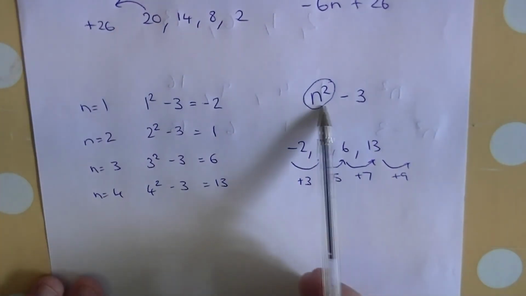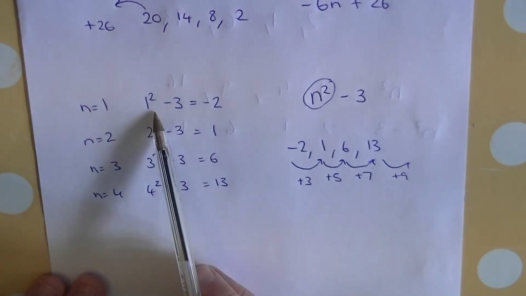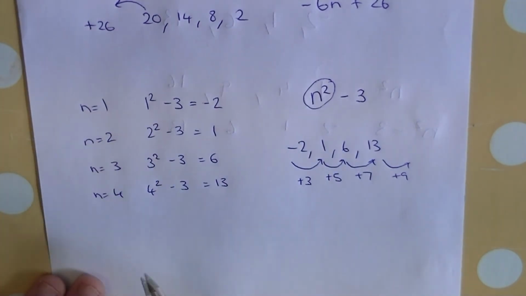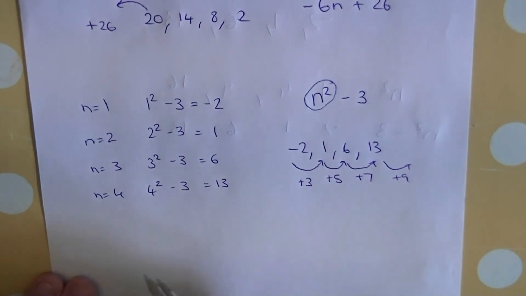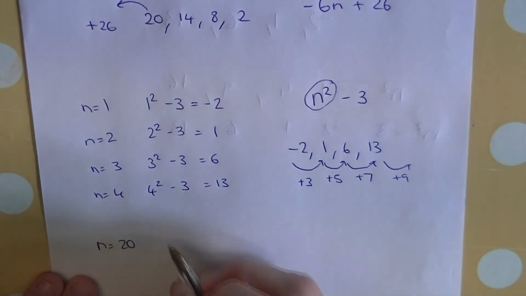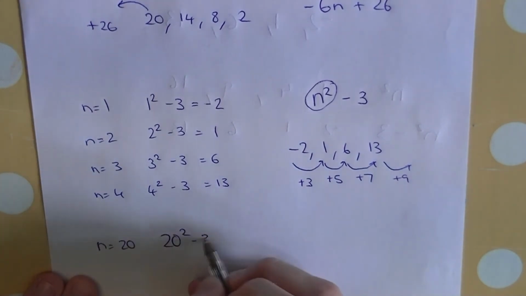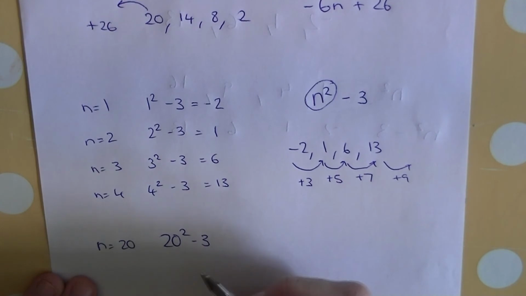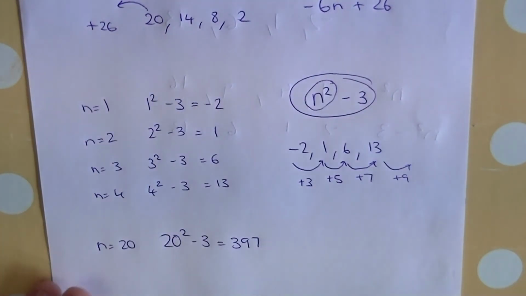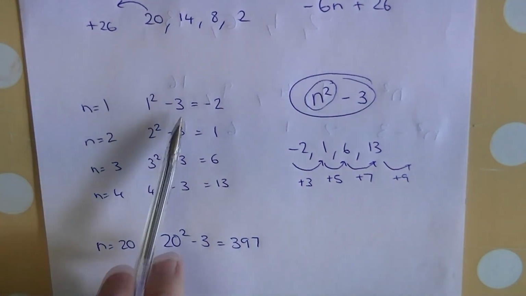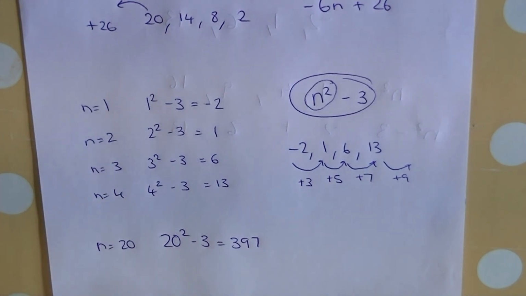Final thing to say about here. When I worked out what this sequence was, so I did 1 squared minus 3, 2 squared minus 3, and so on, it might pick a random one and go, oh, by the way, what's the 20th term in this sequence? So when n is 20, you do 20 squared, take away 3. 20 times 20 is 400, take away 3 is 397. So if you know the nth term formula, you can work out absolutely any sequence, but the most normal thing is to work out maybe the first 3 or 4.